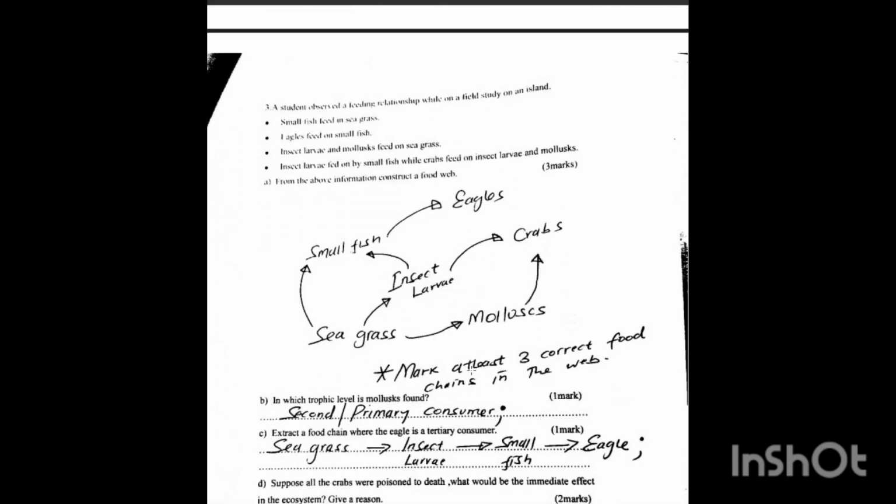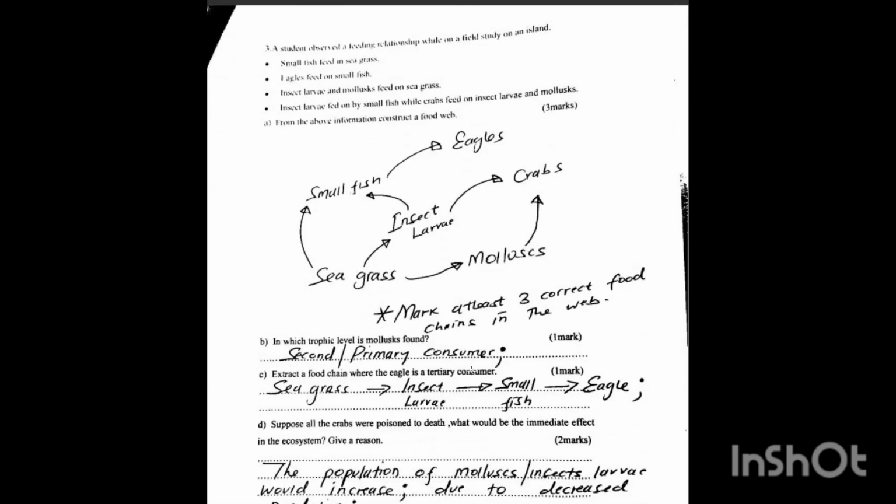So a student observed a feeding relationship while on a field of study on an island. Small fish in seagrass, eagles feeding on small fish, insect larvae and mollusks feeding on seagrass. Insect larvae feed on small fish while crabs feed on the insect larvae and mollusks. From that information, construct a food web.